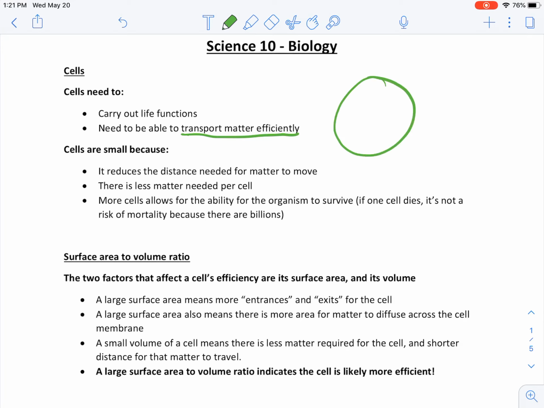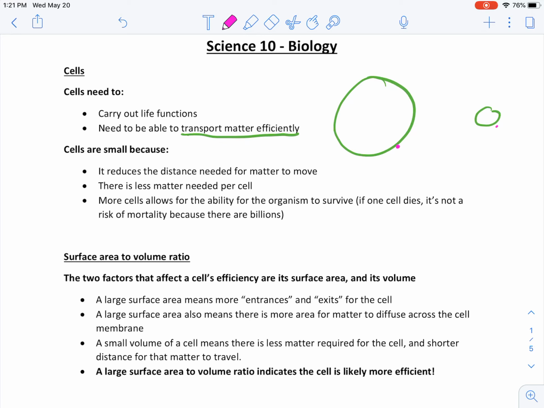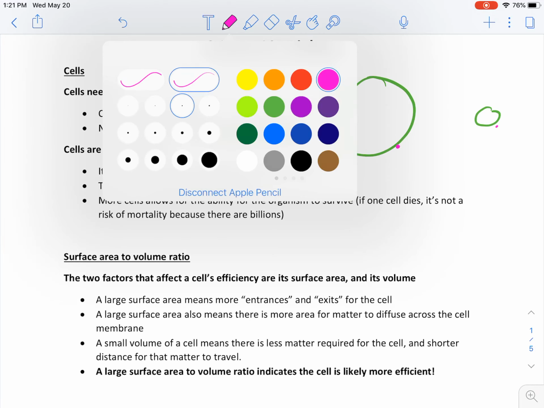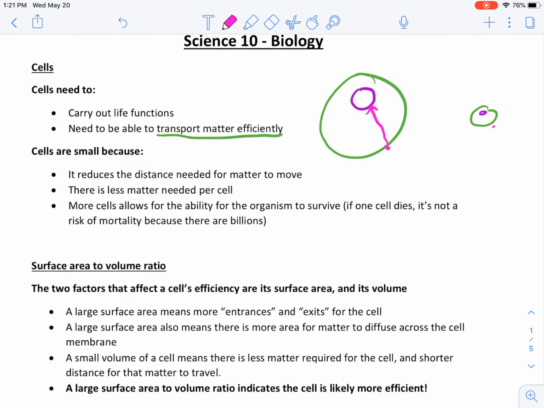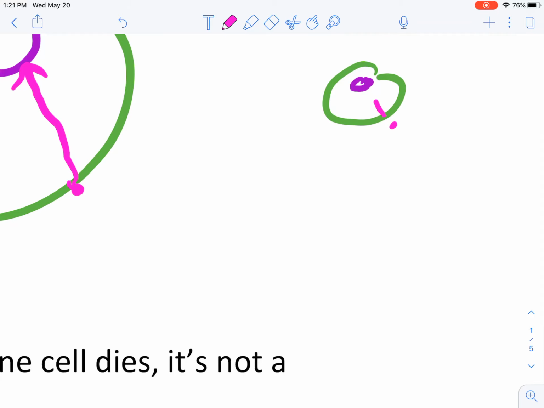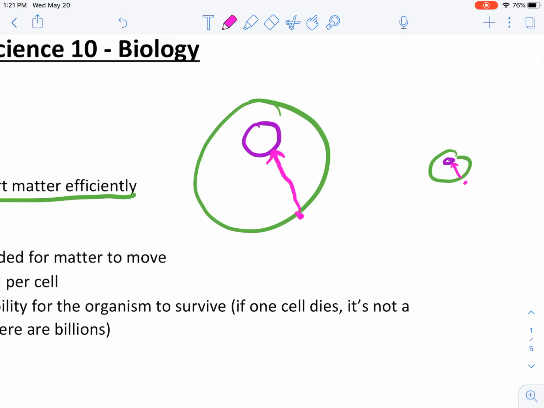So if I had an example here, a cell here and a cell here. Let's say something came in outside on both of them, and it needed to get to the nucleus, right here. Well, it would have to go from here and then travel all the way down there, which is a lot further than if it just passes right here. So that's the whole point of cells being small, at least one of the major points.